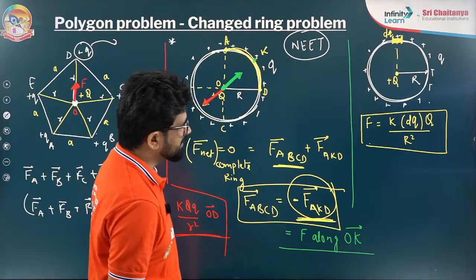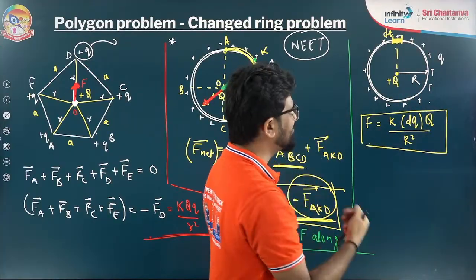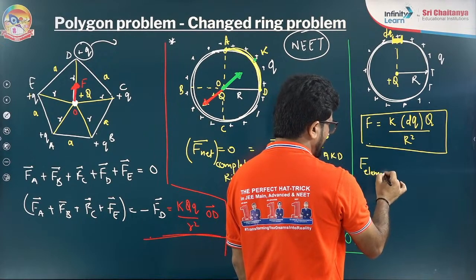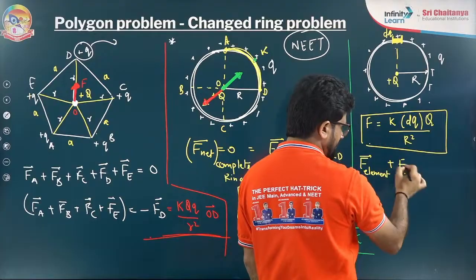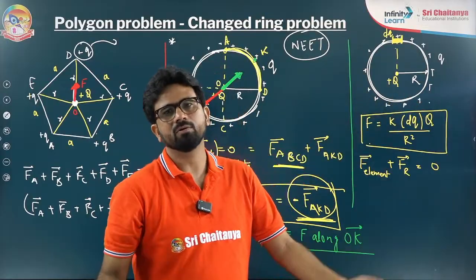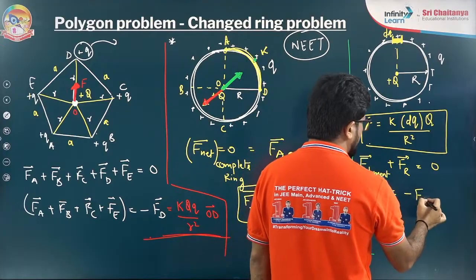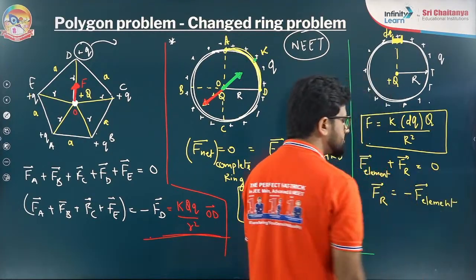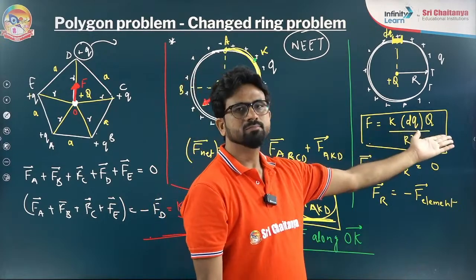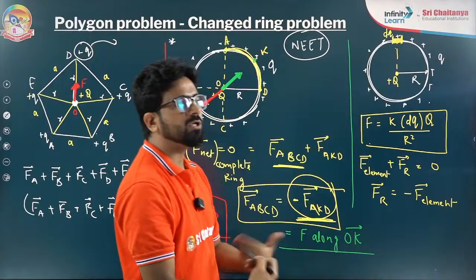Now I am going to solve a very simple question. You will say, sir, this ring is made up of 2 parts. If the complete ring is there, it is made up of 2 parts: the element and the remaining portion. So you can say force due to element plus force due to remaining portion is equal to 0. That is the net force due to this ring on the point charge. Now you are saying that force due to remaining portion is equal to minus of force due to element. Correct? Due to the element, what is the force? We have already written it: k dq q by r square. Whatever the direction of this element's force, opposite to that it will act.